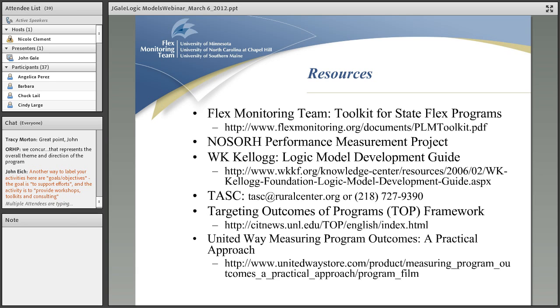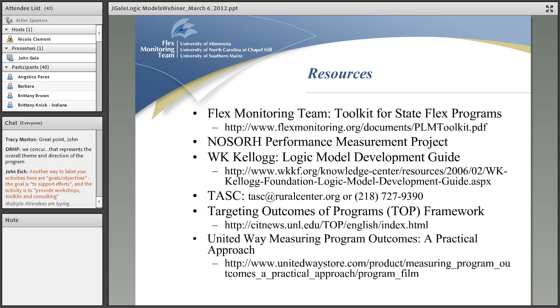I have a comment that another way to label activities here are goals, objectives. The goal is to support efforts, and the activity is to provide workshops, toolkits, and consulting. And I think that's exactly right. Over time you can look at these things moving backwards from your desired outcomes and setting up the stages and how you do it. The terminology, I think, is what works best for your logic model, but I think that's an excellent point.